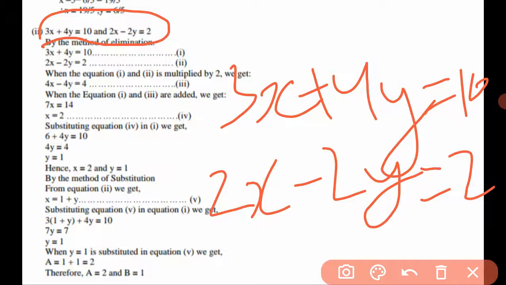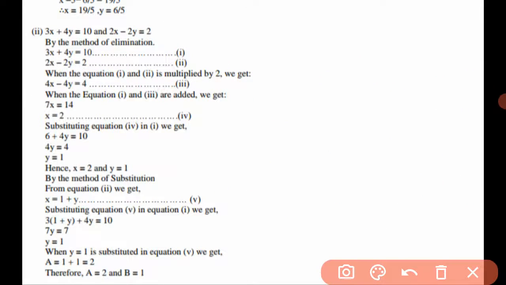When we multiply the second equation by 2, it becomes 4x minus 4y equals 4. We can take this as equation number 3. Now when equation number 1 and 3 are added, from here we can find the value of x, which equals 2.